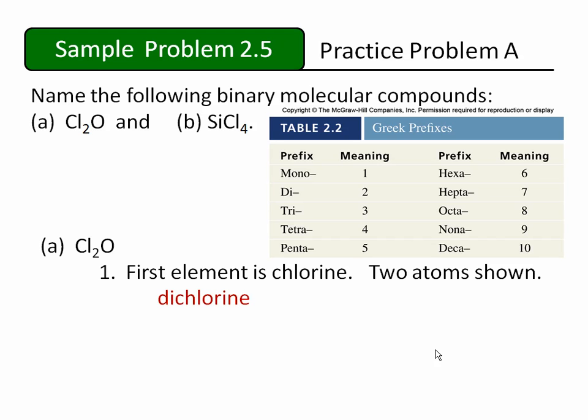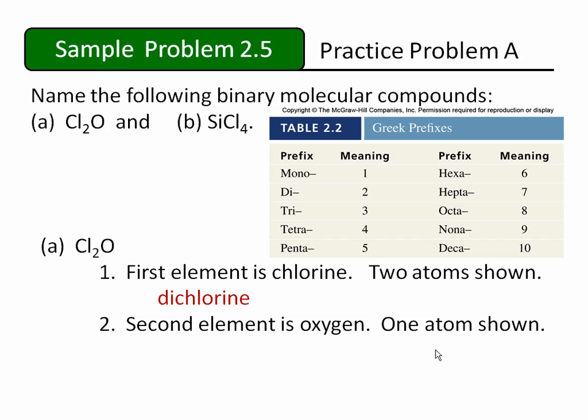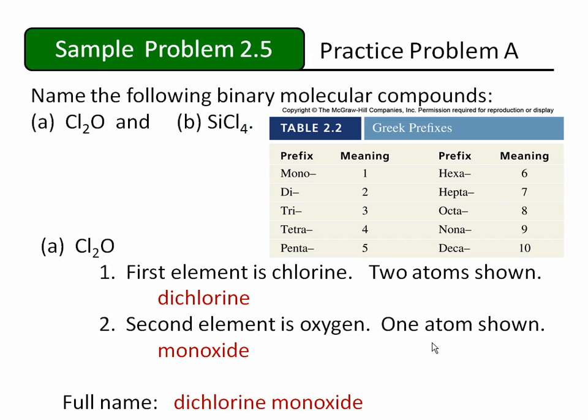The next symbol that we see in this compound is O, which means our second element is oxygen. No subscript is given, so this means 1 oxygen atom. For the second element, we always include a prefix, mono in this case, and additionally we change the ending of the oxygen to IDE. In this case we will end up writing monoxide for the second element. This means that the full name of this compound is dichlorine monoxide with a space in between those 2 words.